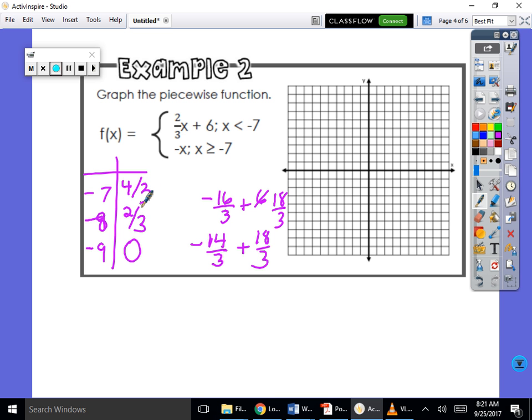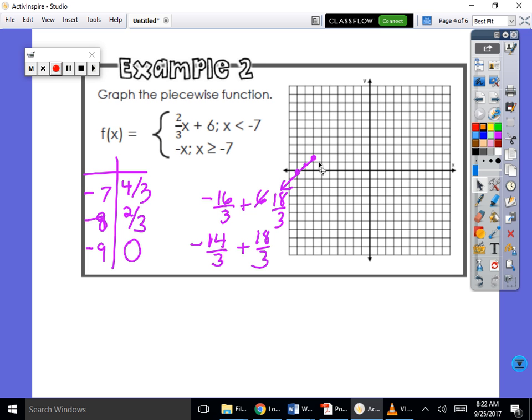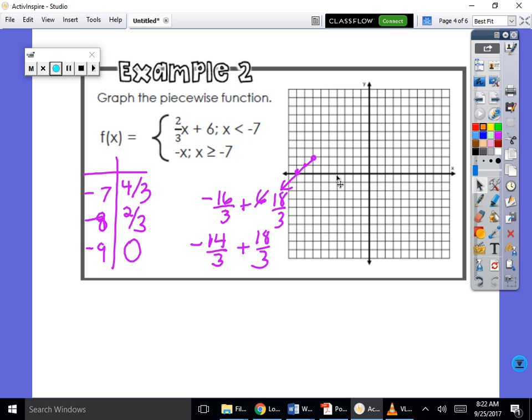Okay, so I'm going to put -9, 0, 1, 2, 3, 4, 5, 6, 7, 8, 9. -8 and 2/3. -8 and 2/3 will go there. And then -7. Okay, so this should be an open circle right here. Sorry, it's hard to tell, but this right here is an open circle. Okay? Are we good with that?